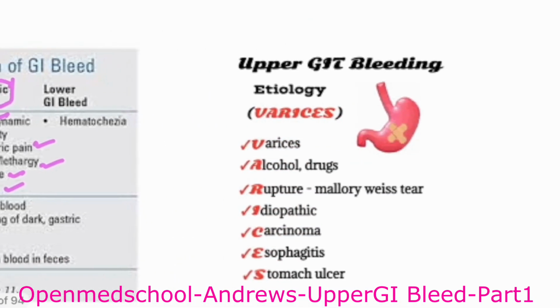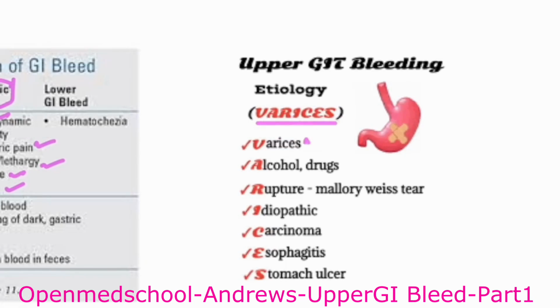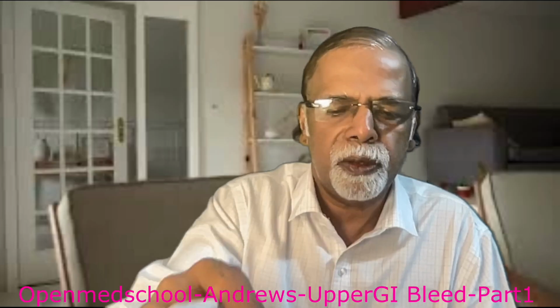So, a small mnemonic you can remember by using VARICES. V stands for esophageal varices, A for alcohol and drugs, R for rupture, that is Mallory-Weiss Tear. No cause is seen in some cases, carcinoma of stomach, esophagitis, and peptic ulcer or stomach ulcer. So these are the common causes.